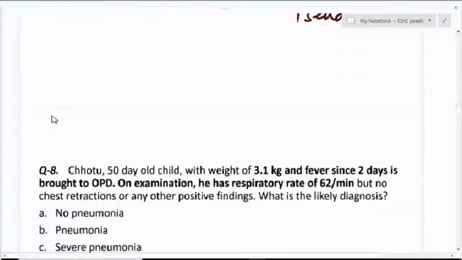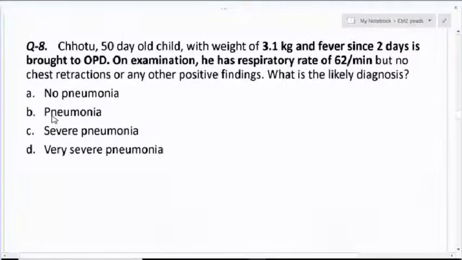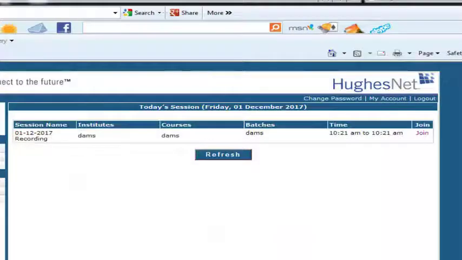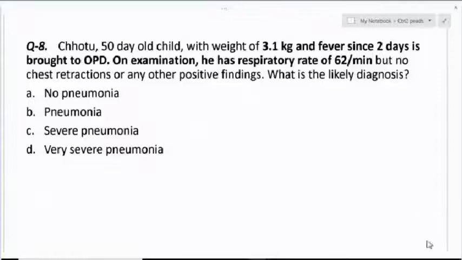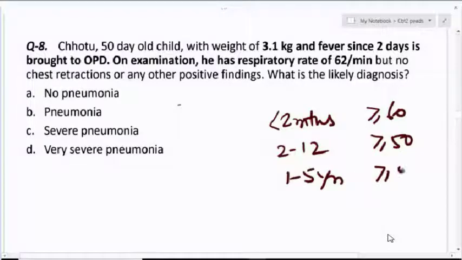The next question is about a child who is less than 2 months, and he has a respiratory rate of 60 per minute. It's important that this child is less than 2 months. Our cutoffs for respiratory rates are: less than 2 months, 60 or more; 2 to 12 months, 50 or more; and 1 year to 5 years, 40 or more per minute.